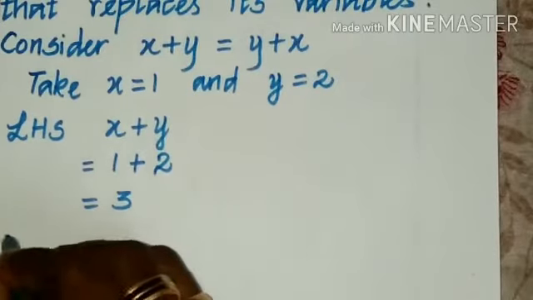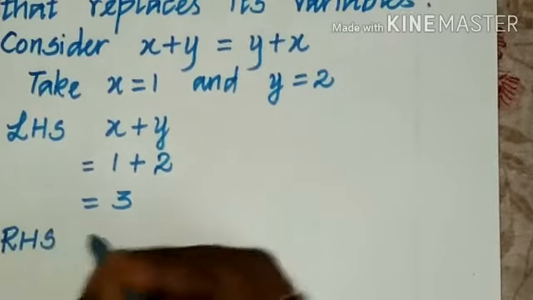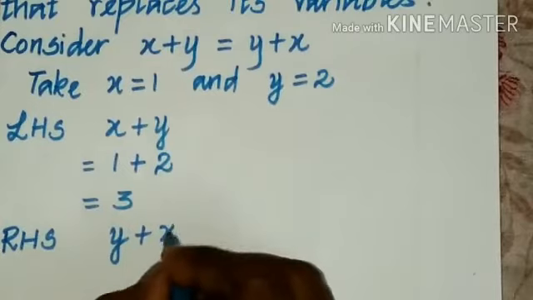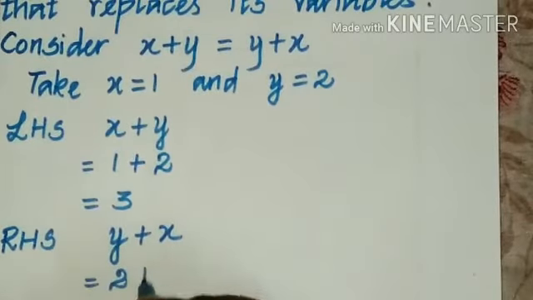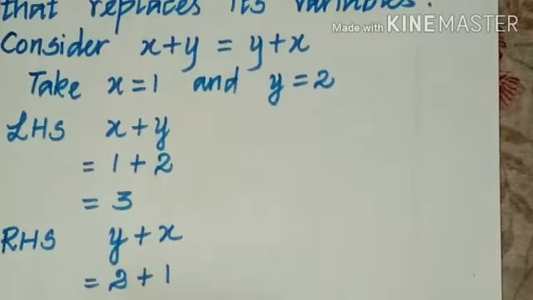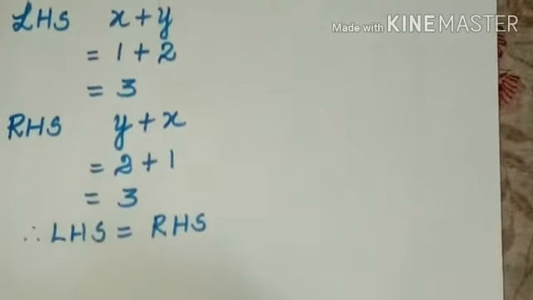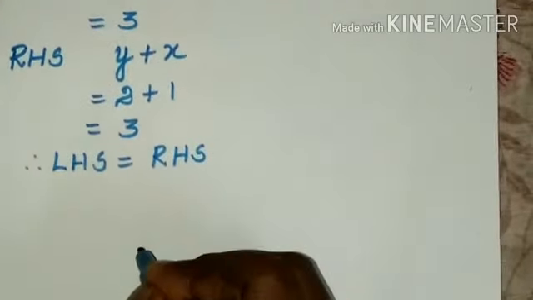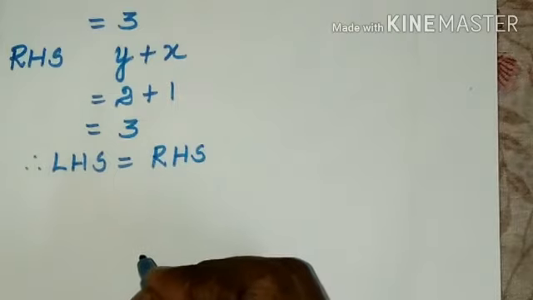Now you take right hand side, which is equal to y plus x. Now you substitute the values, 2 plus 1, which is equal to 3. So therefore LHS is equal to RHS. Remember, this will be an identity if it is satisfied for any value of x and y. So the identities give an alternate method of solving problems and multiplication of algebraic expressions and also of numbers.